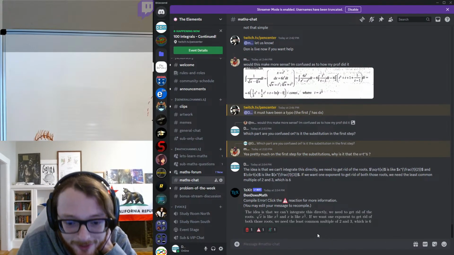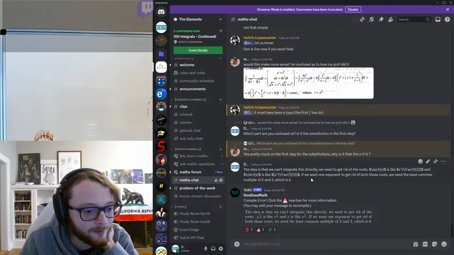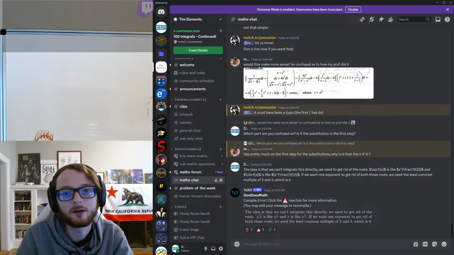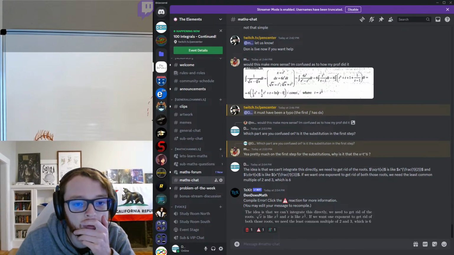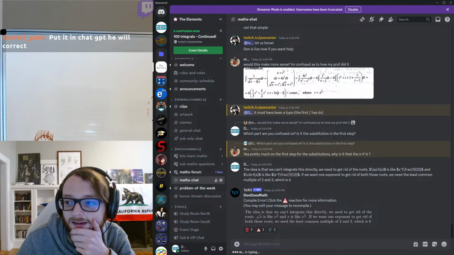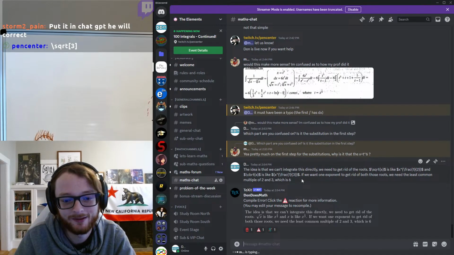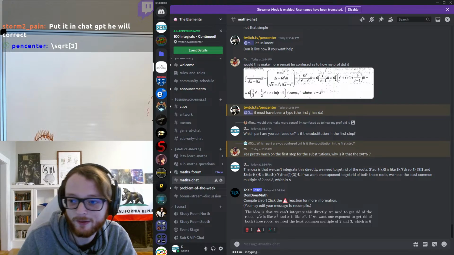Oh no, compile? It doesn't like cube root? How do you make cube root in LaTeX? I thought it was cbrt. LaTeX cube root. Put it in ChatGPT? No, I'm not using ChatGPT. With square brackets? That makes it a cube root? That doesn't feel right. Maybe it is.